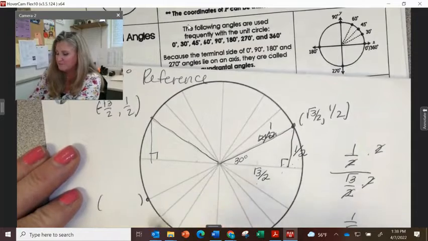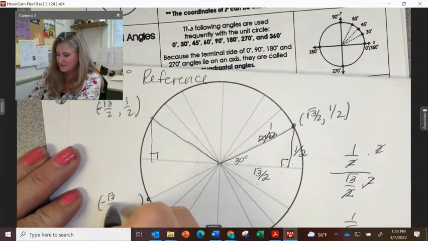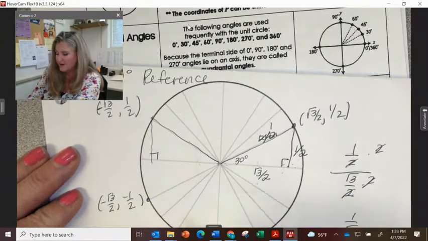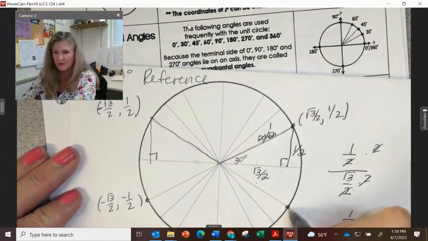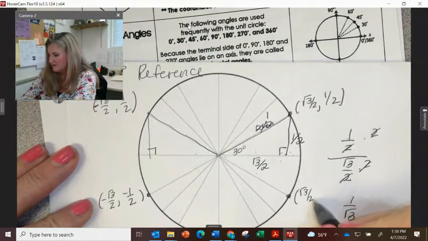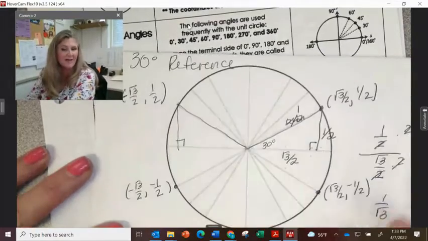Does anybody know? It's negative radical 3 over 2, comma what? Negative 1/2. Okay, what about this point over here? What is it going to be? Right. Okay, so that's with a 30-degree reference. We're going to come back to this.